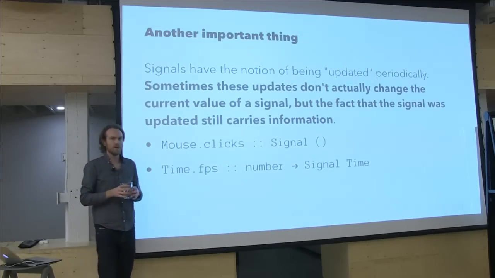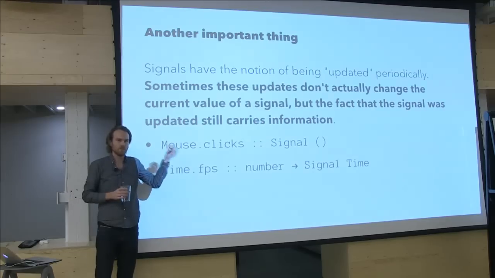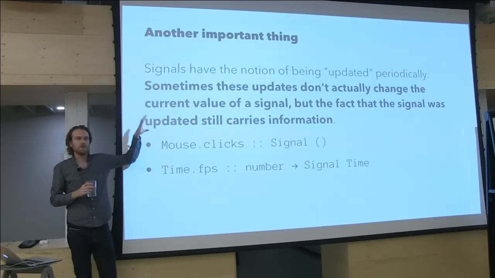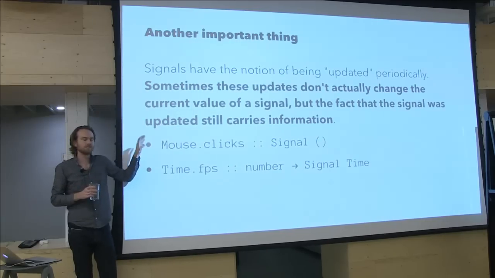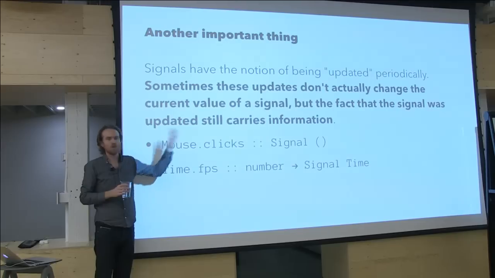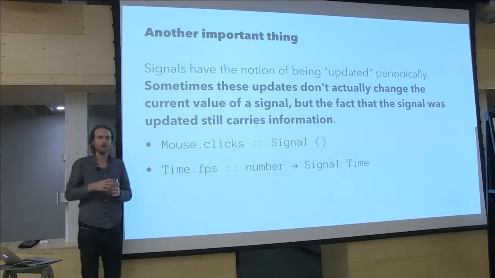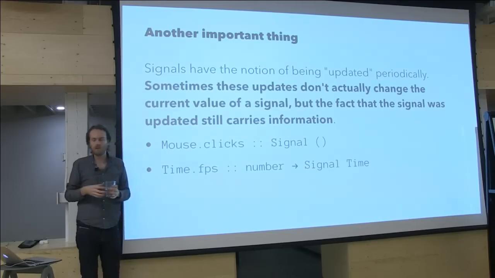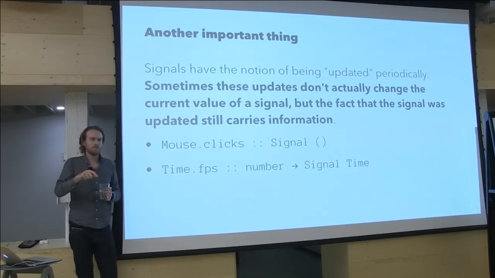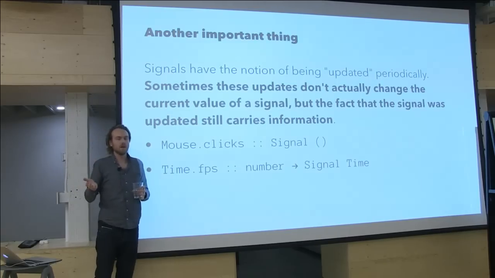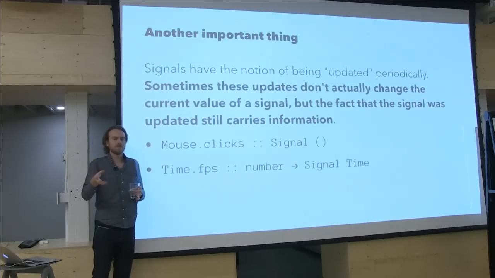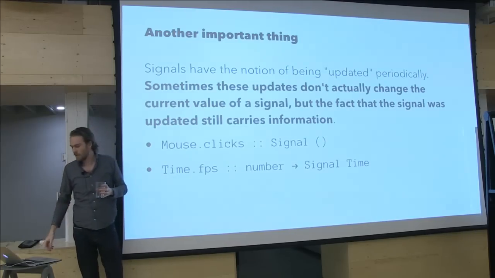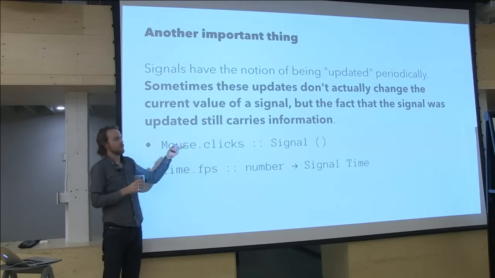Sometimes these events don't actually change the current value of the signal. So if you move the mouse around and you have the mouse position signal, it's going to be changing all the time. Whenever events come in for the mouse position, it's going to be probably a new value. But with a click event, at least the way that's represented in Elm, the value that the signal has is just called unit. So that's the empty parentheses there.